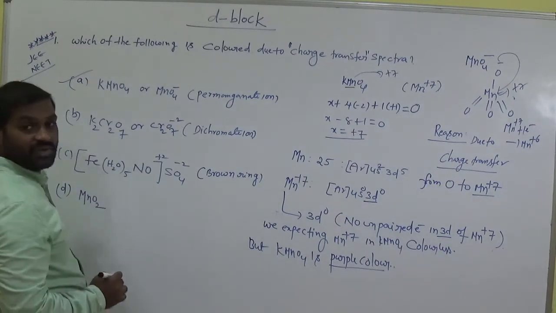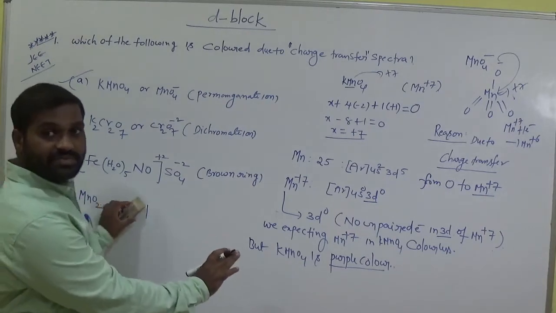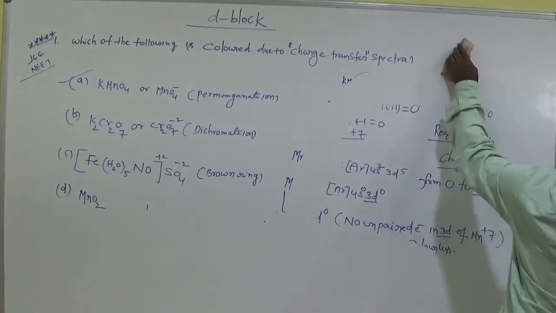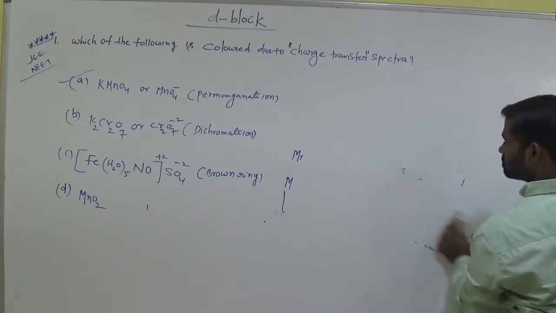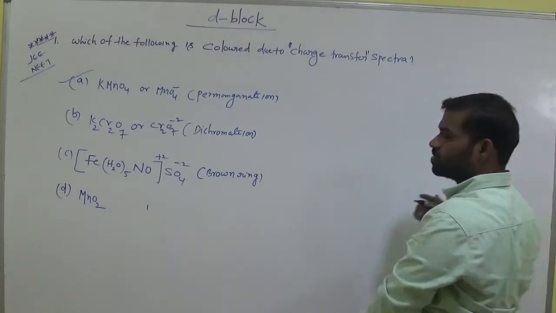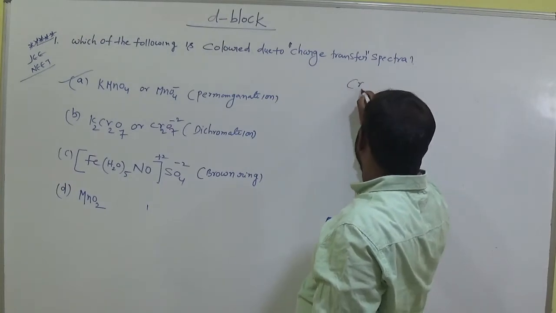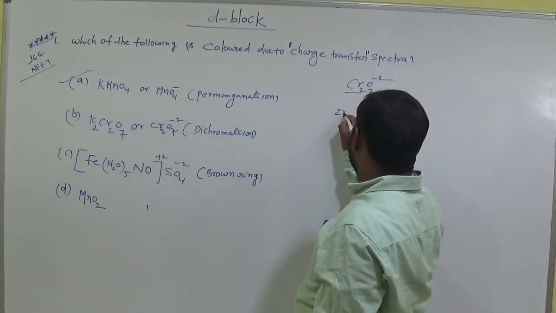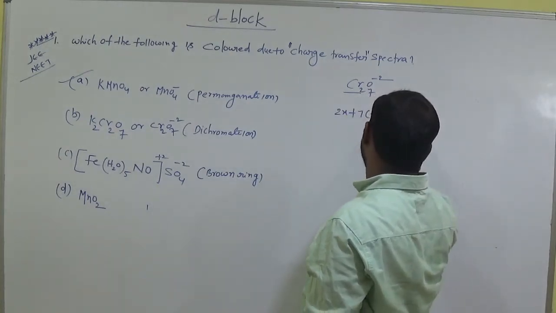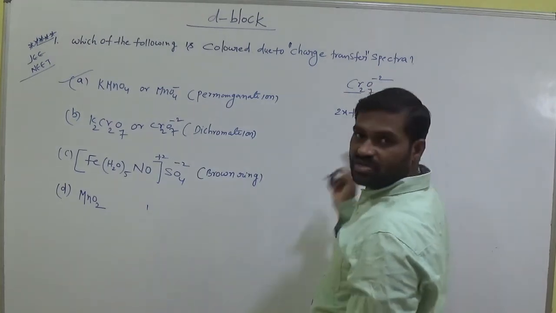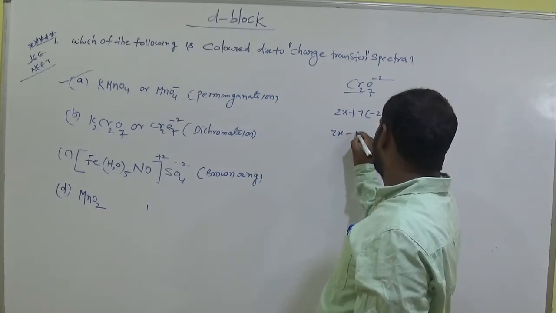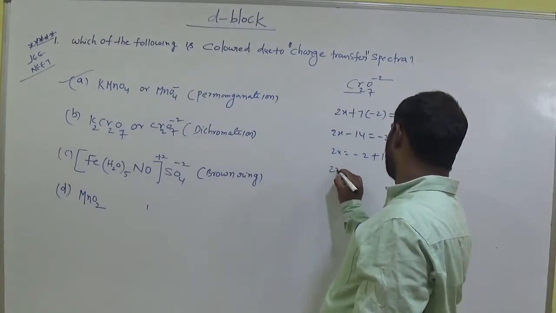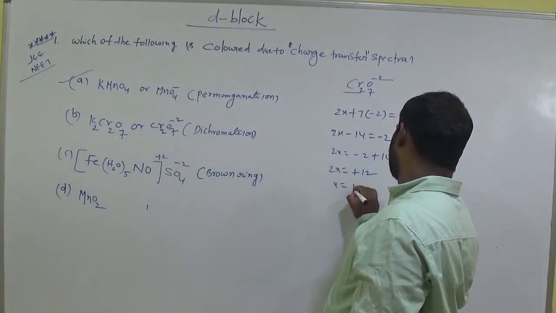Okay, what about K2Cr2O7? Is it clear up to here, everyone? What about the second one, K2Cr2O7, potassium dichromate? Take Cr2O7 minus 2. How many chromiums here? 2 chromiums, taken as 2x. How many oxygens? 7, each one carries minus 2. Total charge equals minus 2. Clear? Then 2x minus 14 equals minus 2. 2x equals minus 2 plus 14. 2x equals plus 12. x equals plus 6.